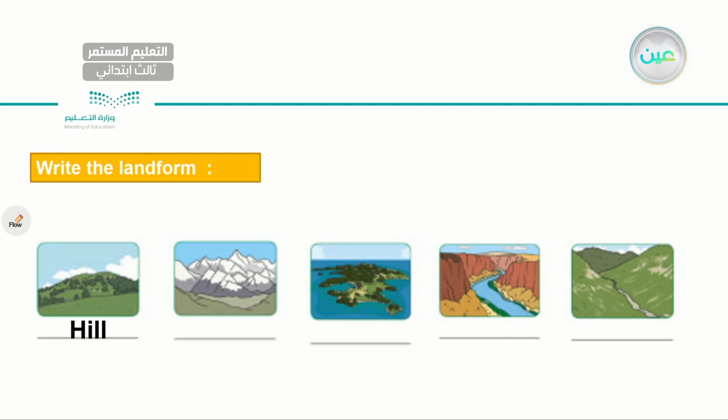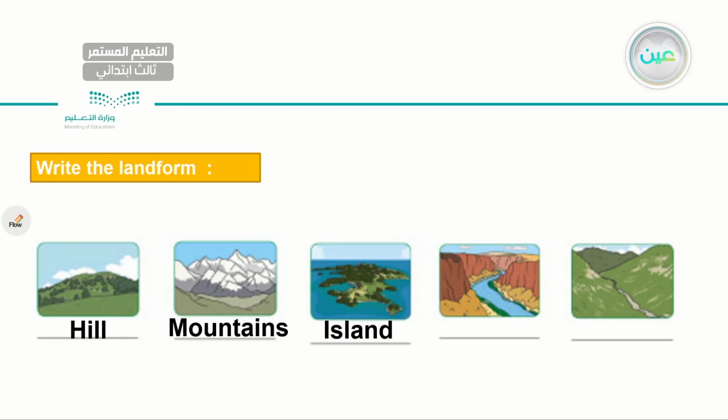Very good. Next one. What do you think? Next picture. I have a range of mountains. I have mountains. Very good. Mountains. Next one. What do you think? What is this landform? It's an island. Make sure you don't pronounce the S because it's silent. So I have island here. Okay? So far I have hill, mountains, island.